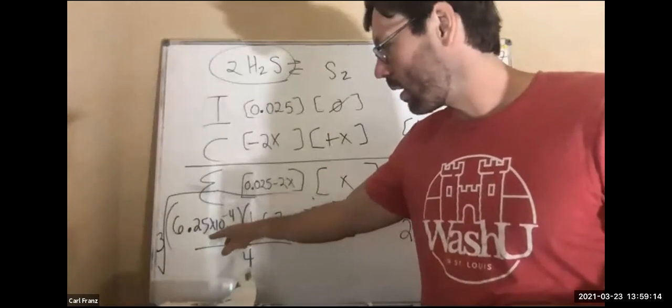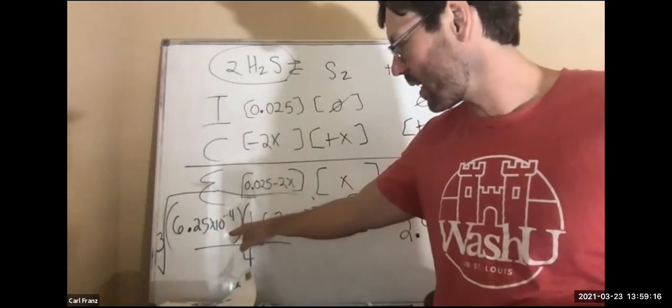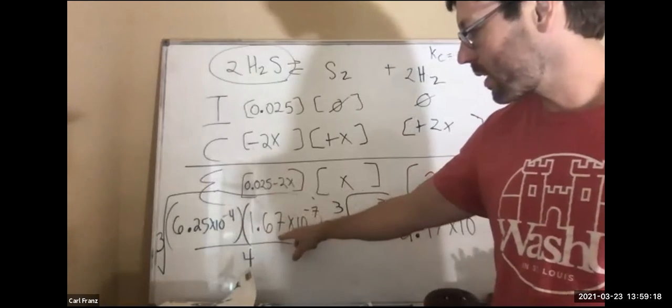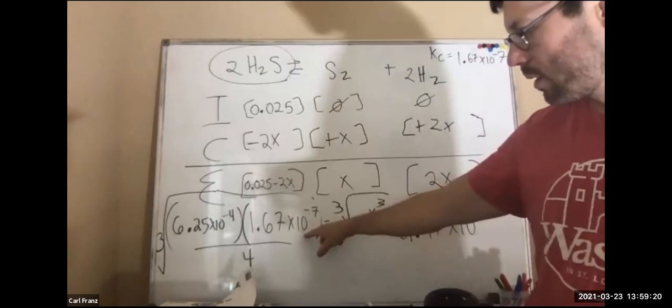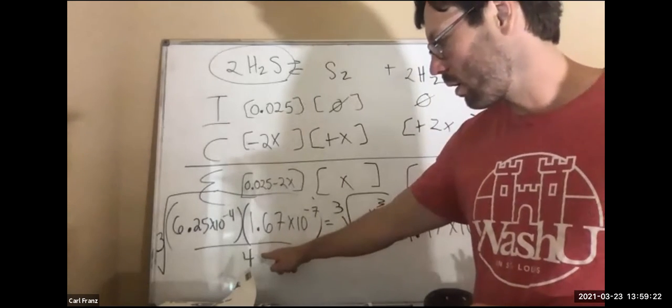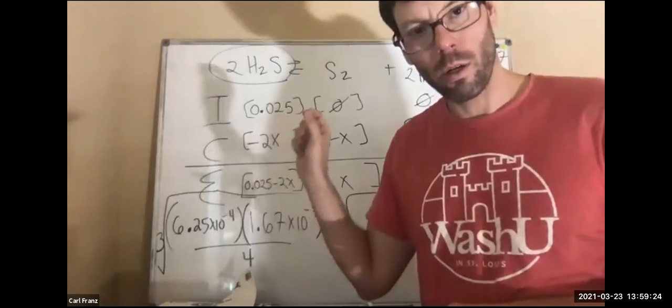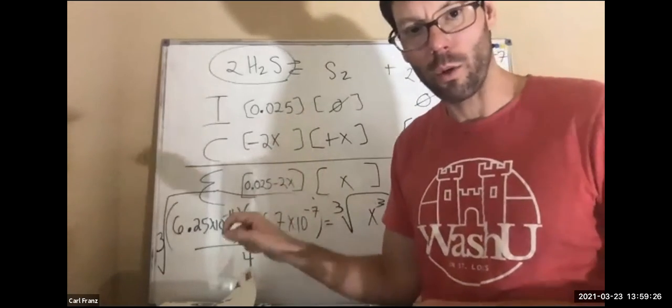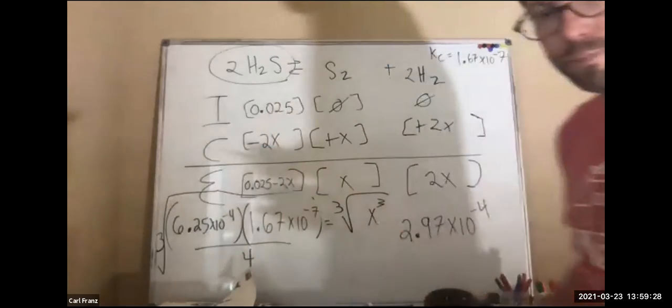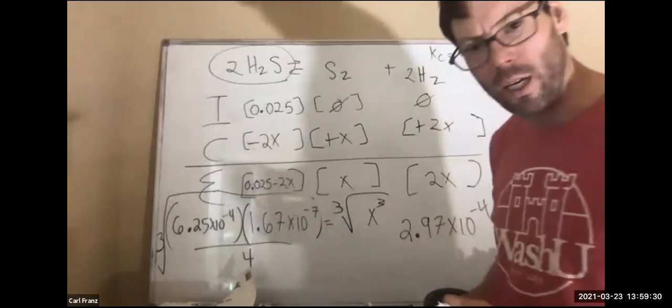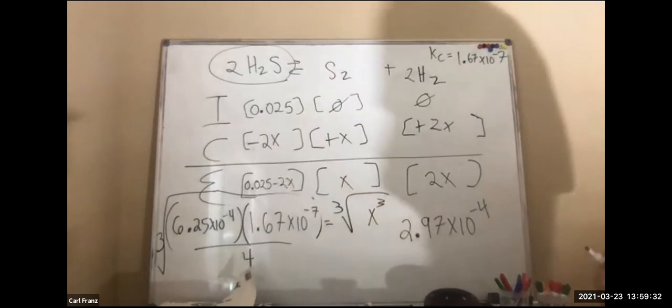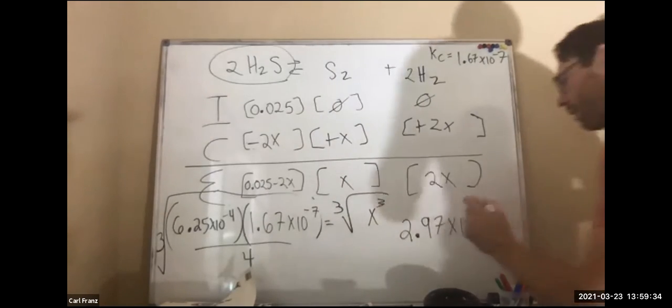Again, maybe just try 6.25 times 10 to the negative 4 times 1.67 times 10 to the negative 7. Divide that by 4, and then take the cube root, not the square root, of that answer. Okay, so we got another 2.97. So let's just go with that. That equals x.